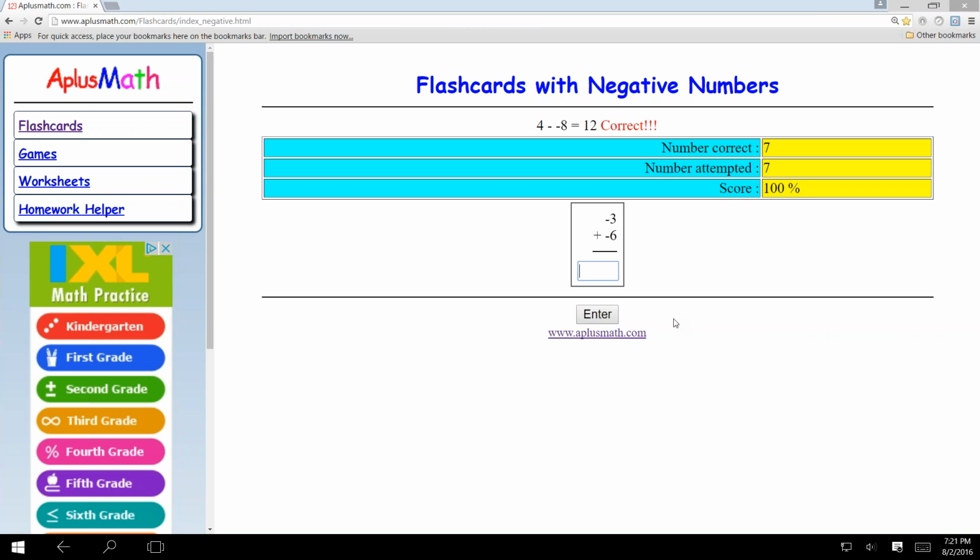Hold on, you're adding a -3 to a -6. Oh, then there's no subtraction signs here. Both of these are negative signs. Oh, I thought that was a subtraction sign. No.